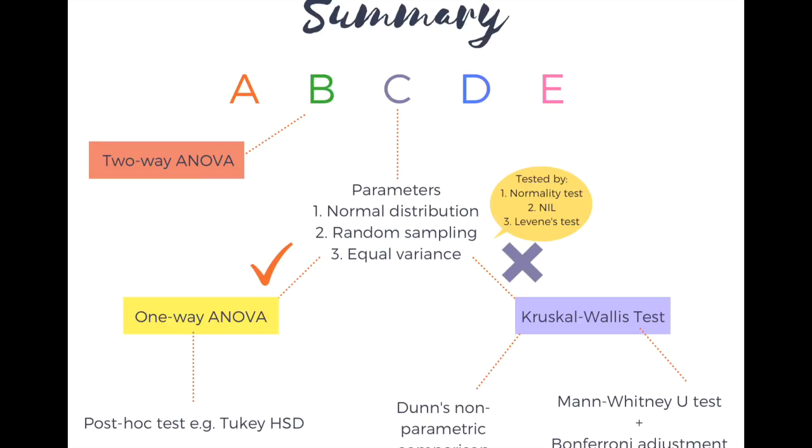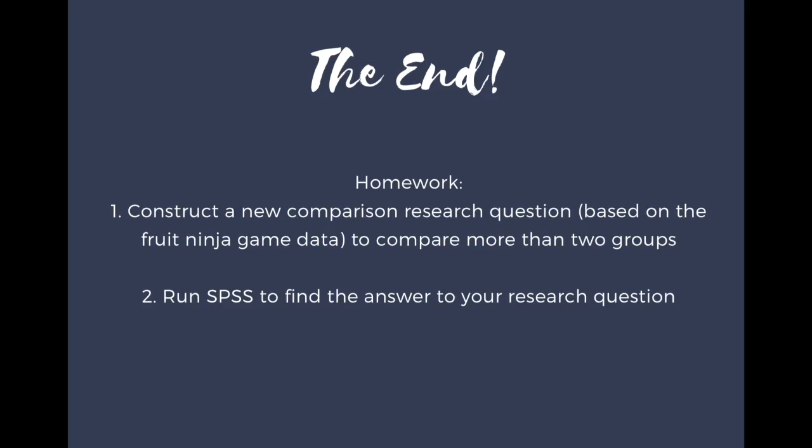So for the non-parametric version of the one-way ANOVA, we can use the Kruskal-Wallis test. Okay, so the further post hoc test can be either the Dunn's non-parametric comparison or the Mann-Whitney U test with a further Bonferroni adjustment. So you can go and Google those terms. We will not be covering that in this lecture today.